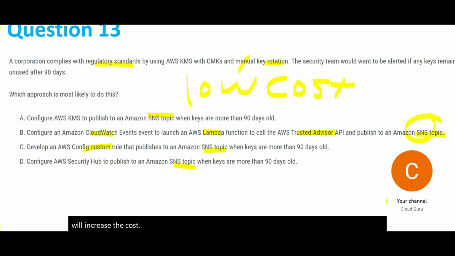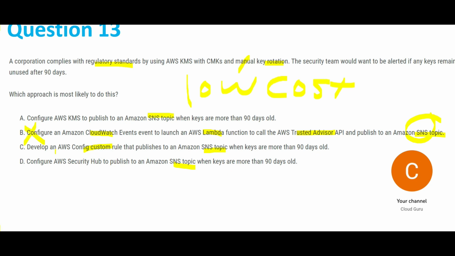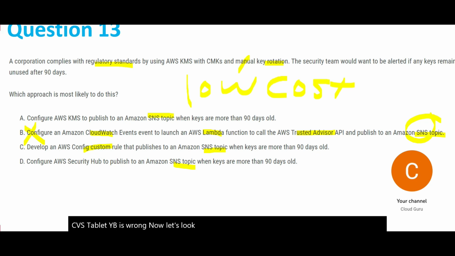Now you may ask, does the question say that we have to give a low cost solution? See, even if the question doesn't say, it is implicit. You should give a low cost solution, but the solution should work. See, we have established why B is wrong. Now let's look at D.